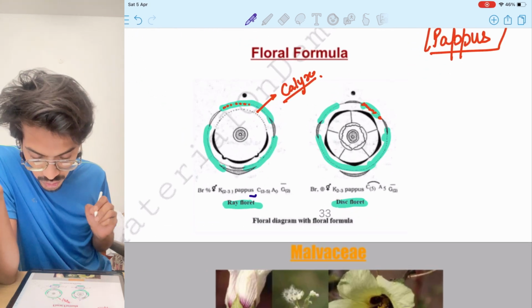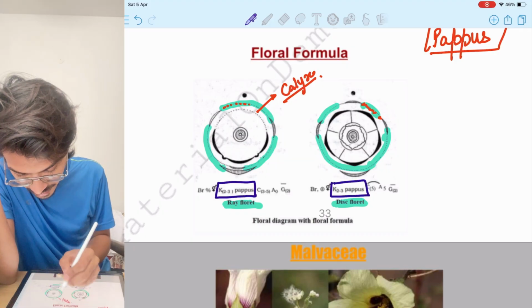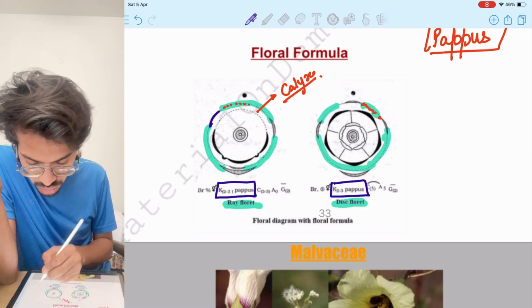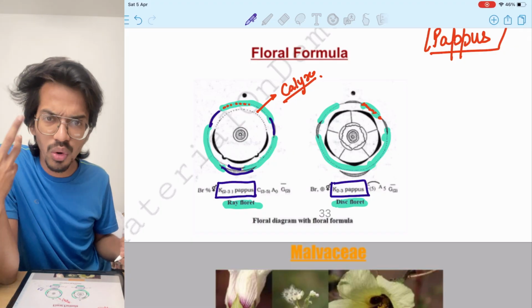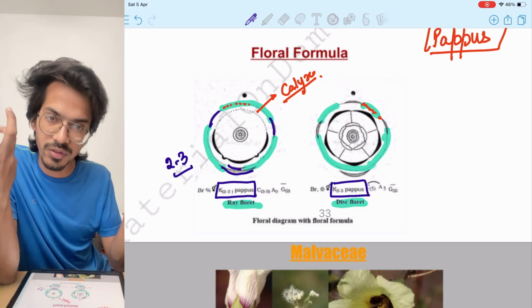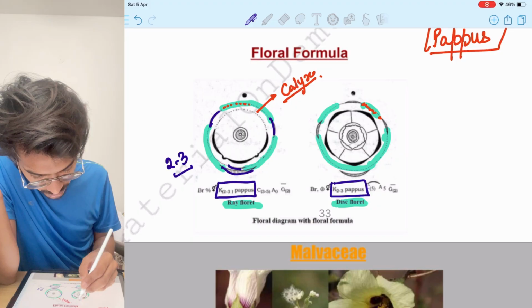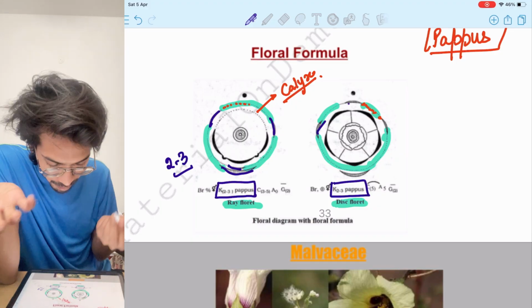But if you see what is happening here, certain parts are present. We say that 2 to 3 is the number that can change, 2 or 3 major parts, and the rest is pappus. If just pappus is shown, then we will write just pappus. So here, 2 to 3 must be the number, and the rest would be pappus.